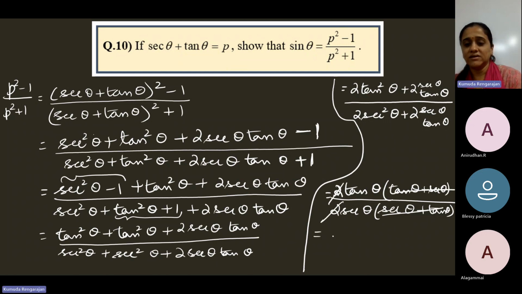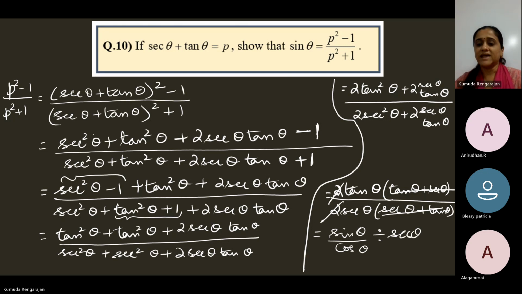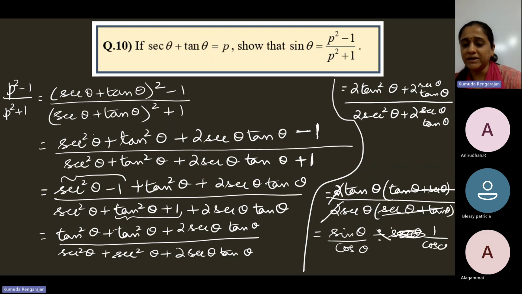Now what is tan theta? Sin theta by cos theta. Now what is the secant theta? Tan theta is sin theta by cos theta divided by secant theta. What is secant theta? 1 by cos. It will be divided by 1 by cos theta. So next step it will become cos theta by 1. So that cos and cos will get cancelled and sin theta is the result.